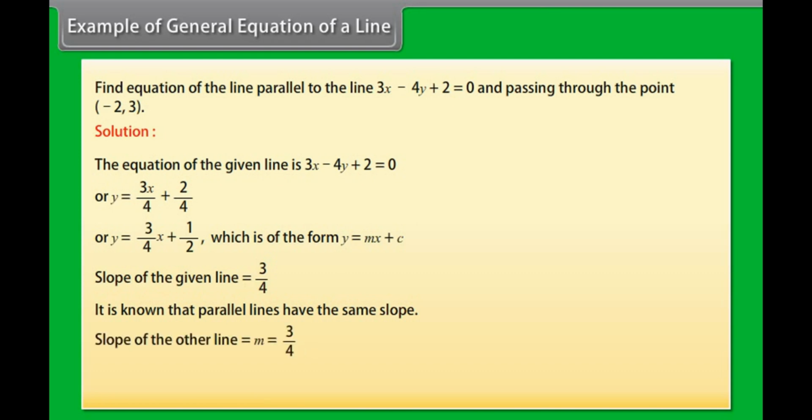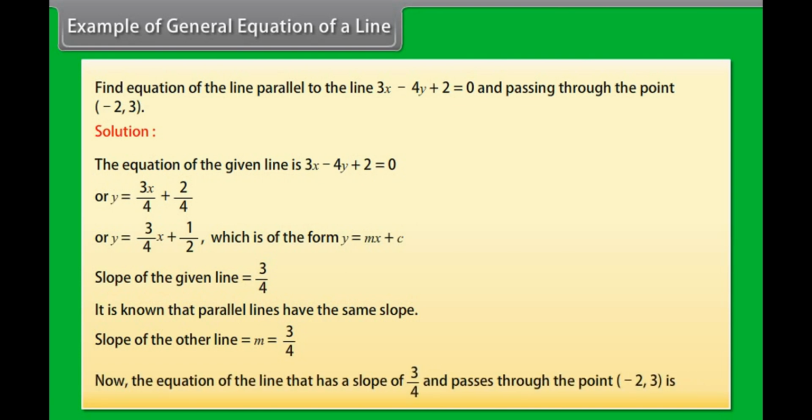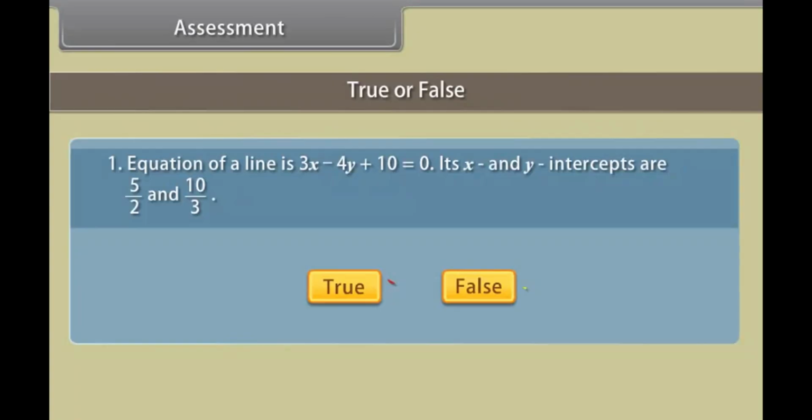Slope of the other line, that is m, is equal to 3 by 4. Now the equation of the line that has a slope of 3 by 4 and passes through the point minus 2, 3 is 3x minus 4y plus 18 is equal to 0.